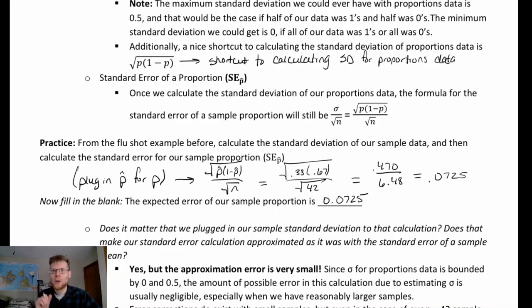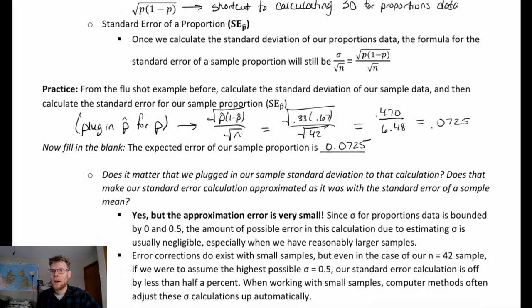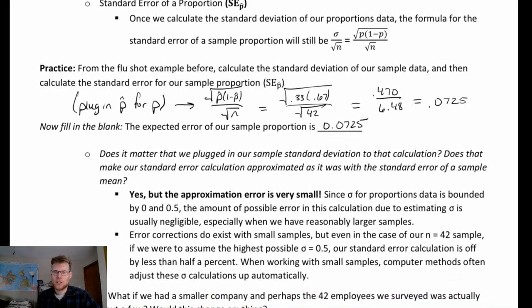Okay, but why did we plug in p hat? Is that a problem? We talked about that in the sample mean section. If we're plugging in a sample statistic in the formula, if we're plugging in something for sigma, that's a little bit of estimation error. In the context of proportions, yes, it is an approximation, but it's usually a pretty small approximation. Whether I know p or I'm plugging in p hat for p, the amount of approximation error is going to be pretty small, and definitely very small if I have a relatively large sample.